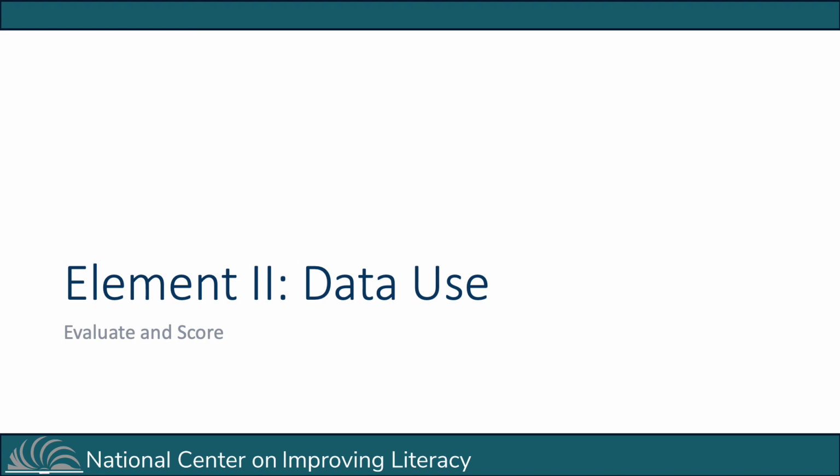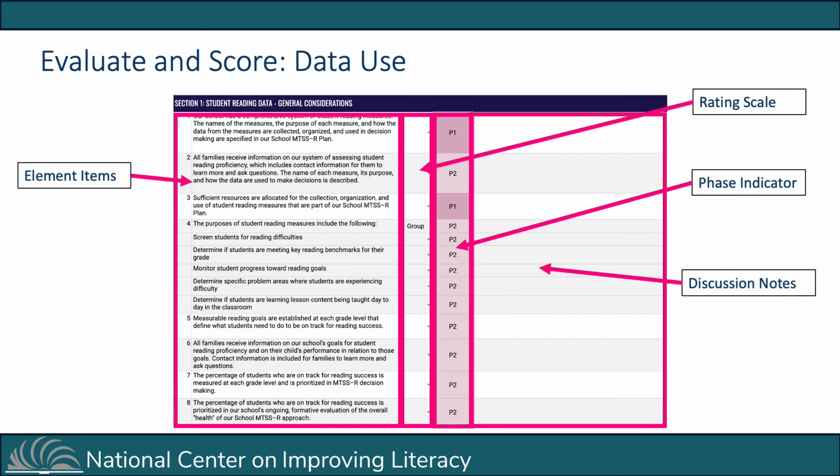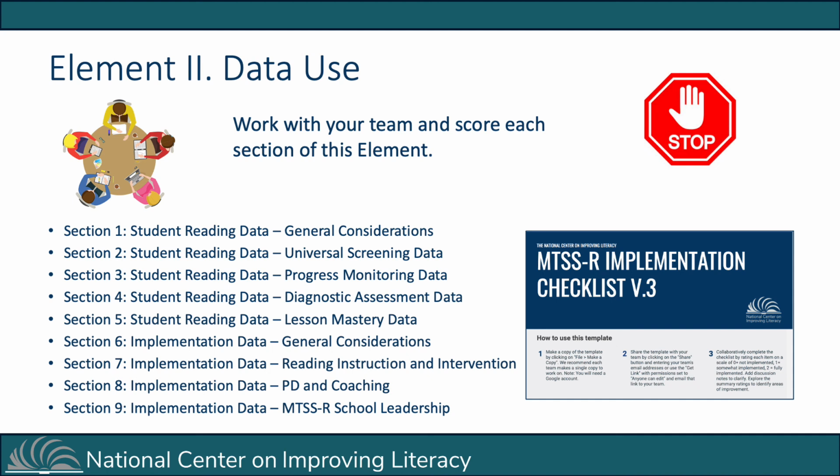All right, let's move on to evaluate and score data use. You will have your items for each of the sections. Make sure you're having quality discussions within your team to determine the rating of each of those items, and then also making any discussion notes. Work with your team, score each section. There are 9 sections for the data use element. So spend time making sure that you have scores for each of the sections in this element, and then come back and we'll do element 3.